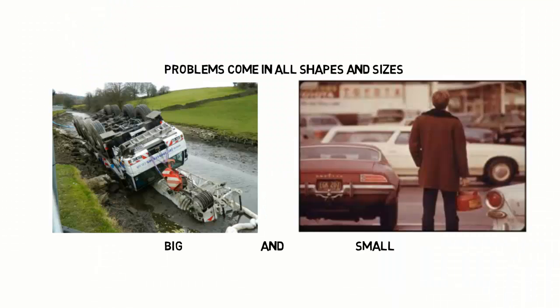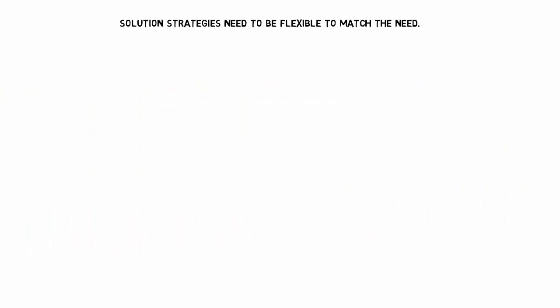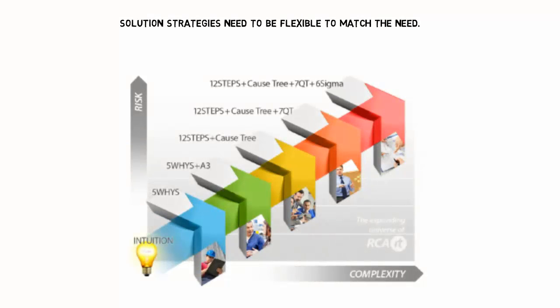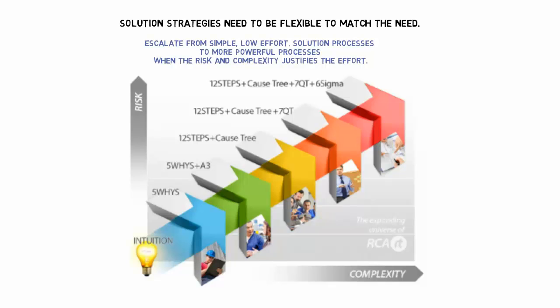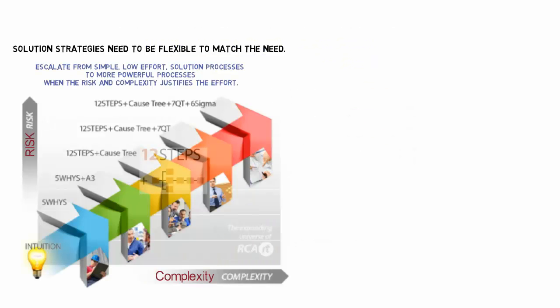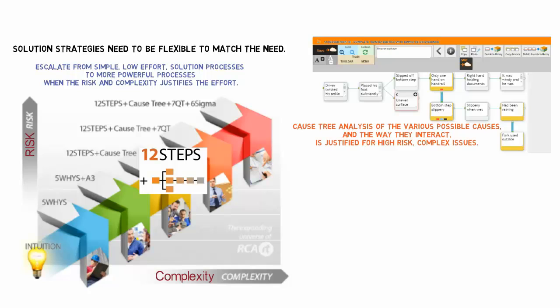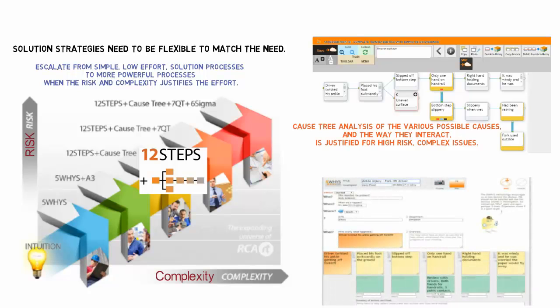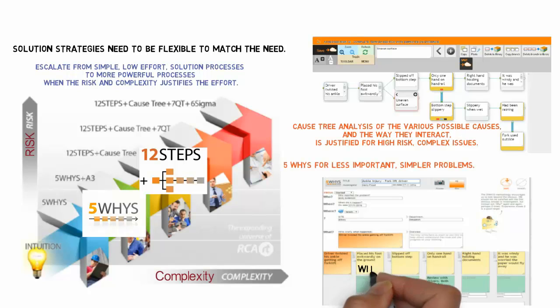Problems come in all shapes and sizes. In the same way, our solution strategies need to be flexible to match the need. We need to escalate from simple, low-effort solution processes to more powerful processes when the risk and complexity justifies the effort. Cause tree analysis of the various possible causes and the way they interact is justified for high-risk, complex issues. 5 whys is appropriate for less important, simpler problems.